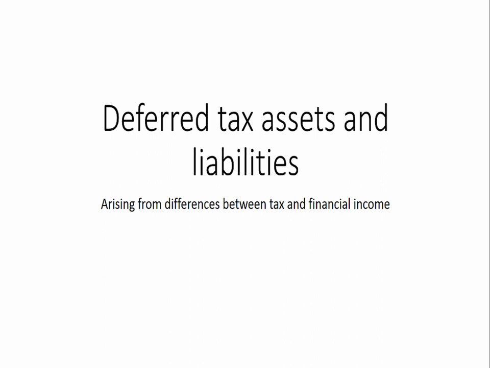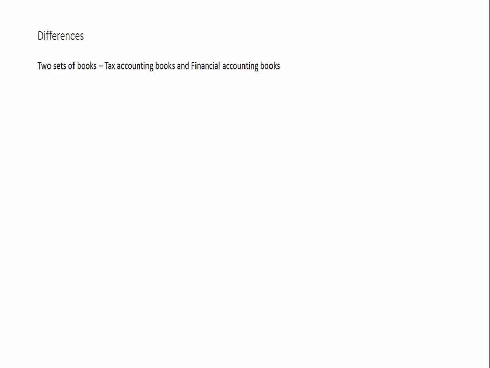Let's go ahead and talk about deferred tax assets and liabilities arising from differences between tax and financial income. Now, we have two sets of books. We have our tax accounting books prepared in accordance with IRS regulations, and we have our financial accounting books prepared in accordance with generally accepted accounting principles. There are going to be differences between taxable and financial income. We have different rules for tax purposes than for financial accounting purposes.